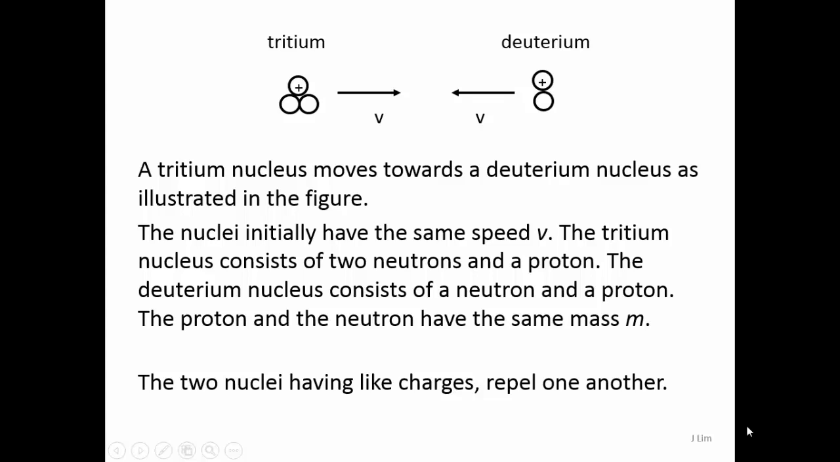A tritium nucleus moves towards a deuterium nucleus as illustrated in the figure. The nuclei initially have the same speed v. The tritium nucleus consists of 2 neutrons and a proton. The deuterium nucleus consists of a proton and a neutron. The proton and the neutron have the same mass m. The 2 nuclei having like charges repel one another.